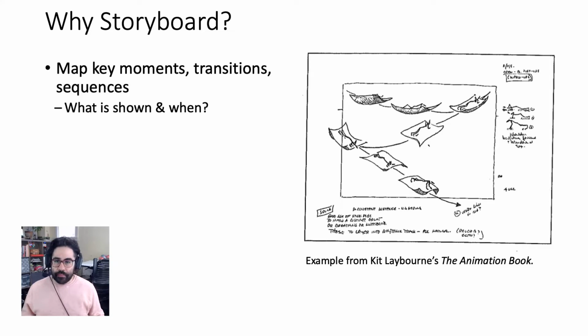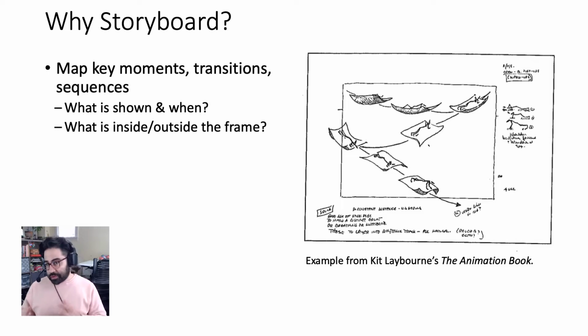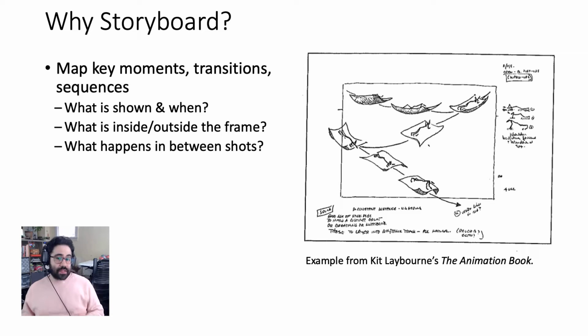They help us keep track of what is shown and when within the overall sequence, what visuals are inside or outside the frame, and we can see that here in the example storyboard from Kit Laybourne's animation book. And so here we're depicting something floating from one side of the screen to the other and moving in and outside of this rectangular frame. Storyboarding also helps us to plan for what happens in between shots. So how do we transition from one point of view to another?